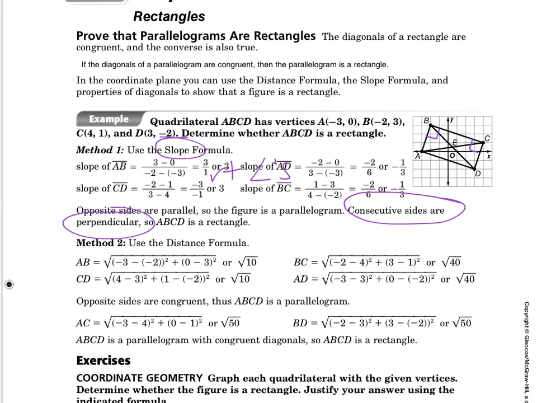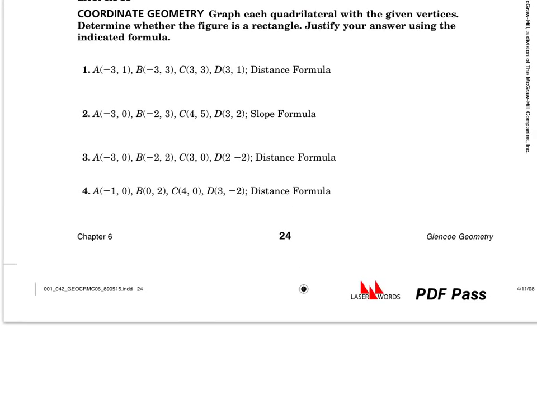If you want to use distance formula, which is great, then what you have to do is find the distance of the diagonals to show that the diagonals are congruent. So you need to show me that BD and AC are equal to each other. I'll show you how to do both of those.